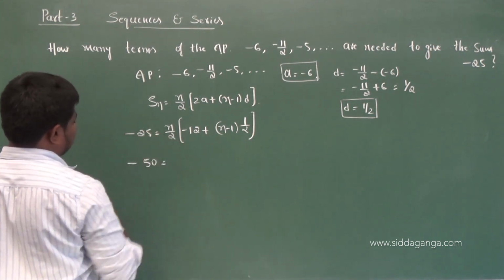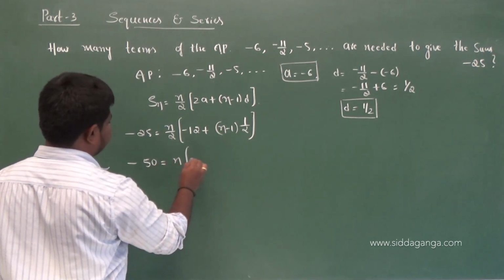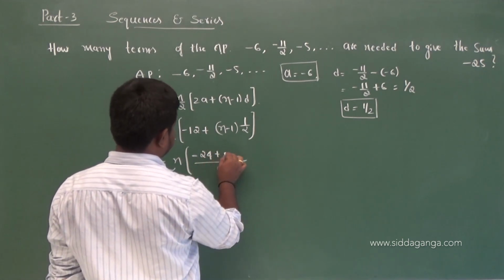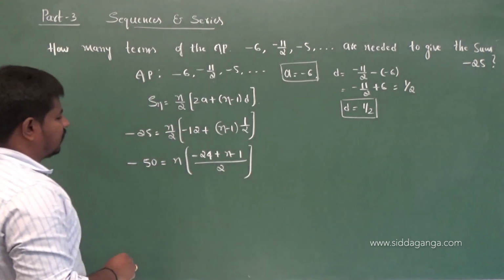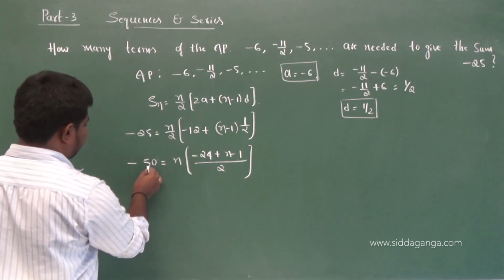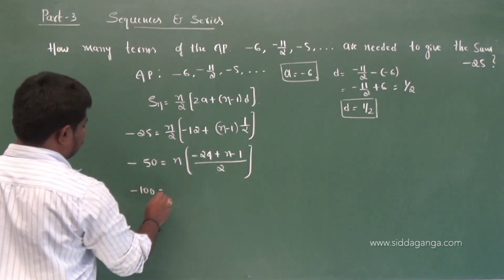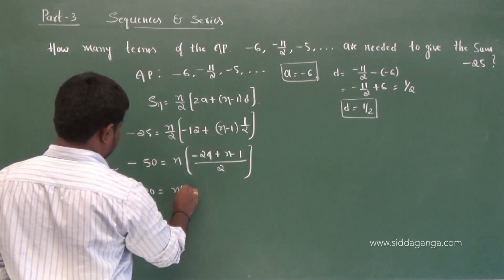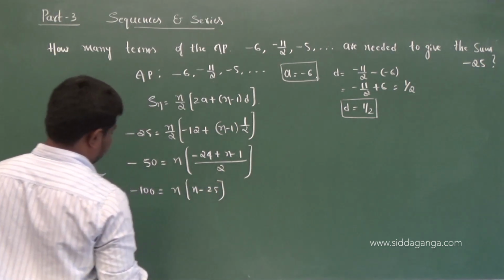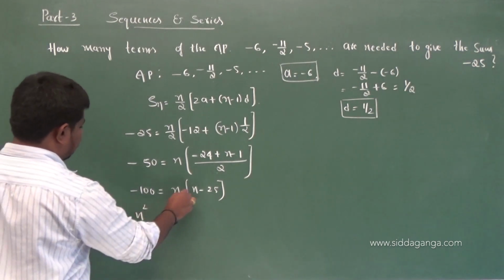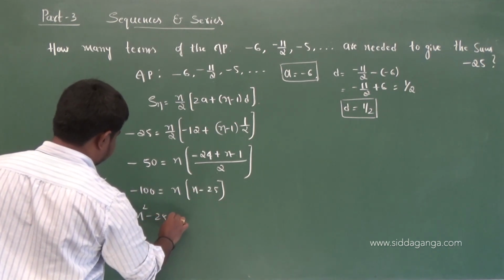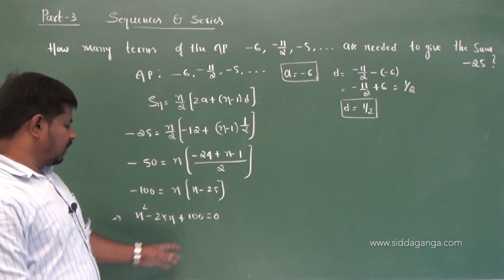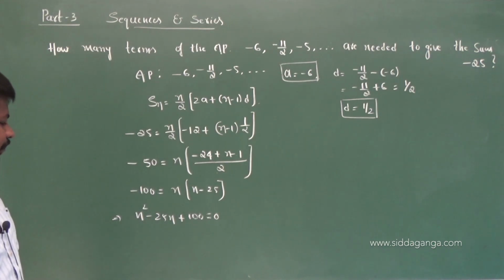Minus 50 is equal to n into minus 24 plus n minus 1. Okay. So now this is minus 50 into 2, so you get minus 100 is equal to n into minus 24 plus n minus 1, that is n into n minus 25. So you get n square minus 25n, so plus 100 equals 0. Taking minus 100 to the right side, n squared minus 25n plus 100 equals 0. So we have a quadratic equation now. Let me solve this.